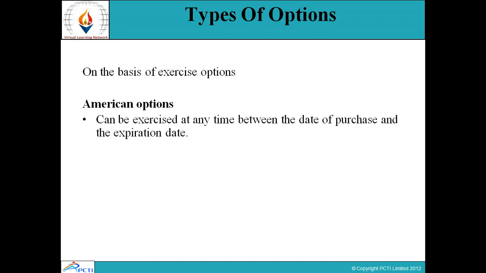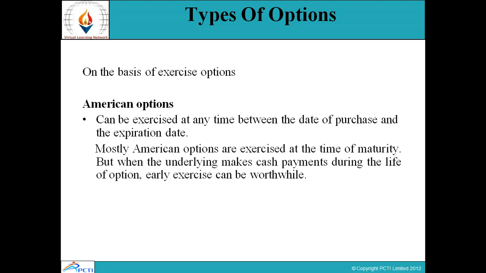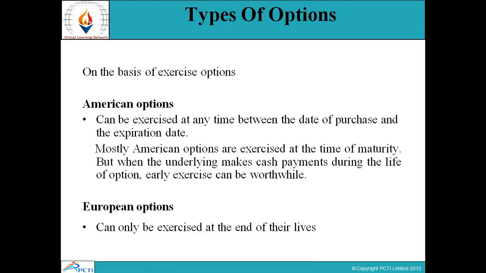On the basis of exercise, options are classified as follows. An American option can be exercised at any time between the date of purchase and the expiration date. Mostly American options are exercised at the time of maturity, but when the underlying makes cash payments during the life of the option, early exercise can be worthwhile. A European option can only be exercised at the time of maturity.